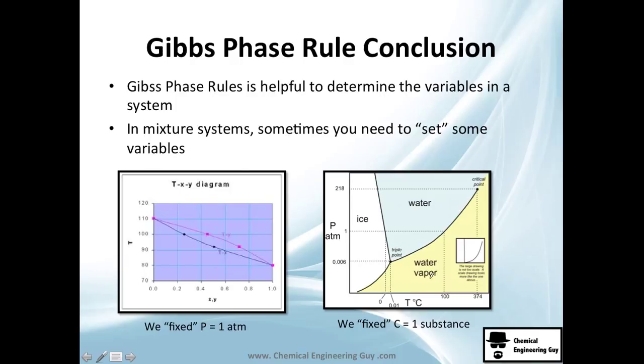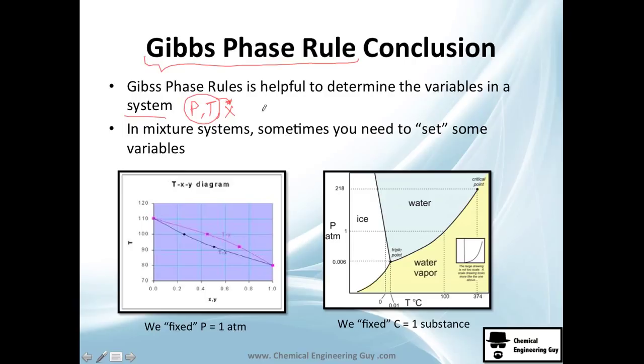So let's make a conclusion. It's interesting, but actually it's not that difficult. If you get this problem, you will always be able to find how many variables you need to set in order to get a system well defined. It's helpful to determine the variables in the system. For example, I tell you you need to specify 2, probably there are 3, and as you know, if you have 2 variables, you can get the other one.